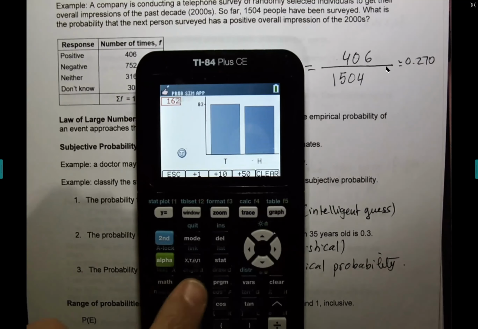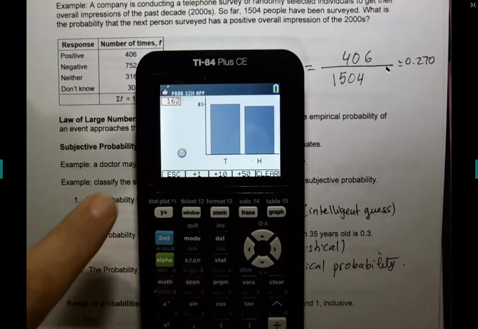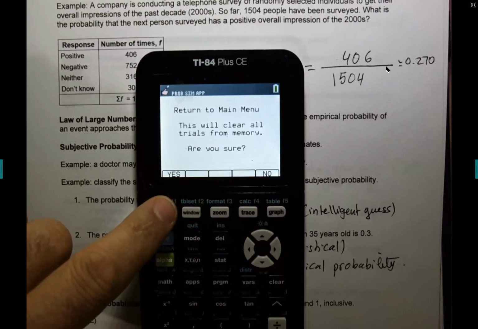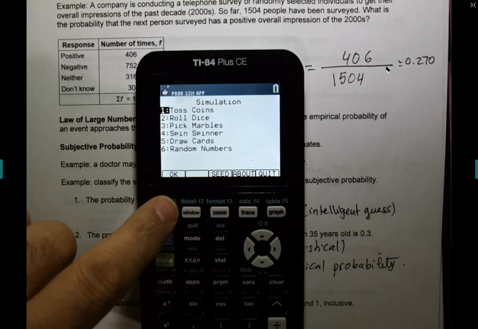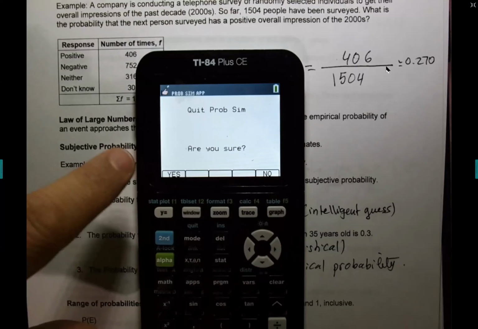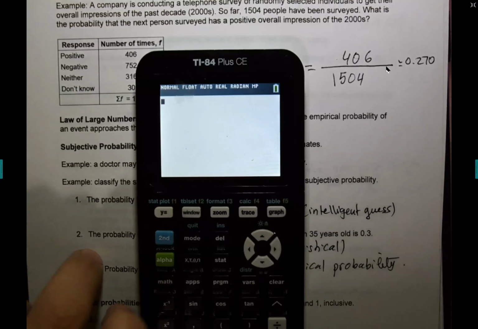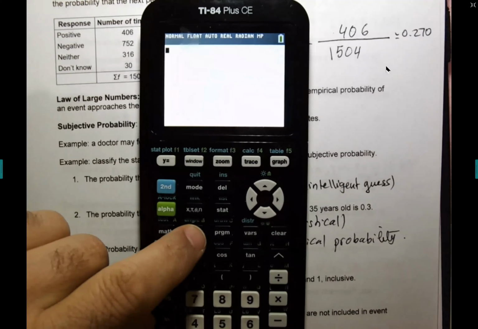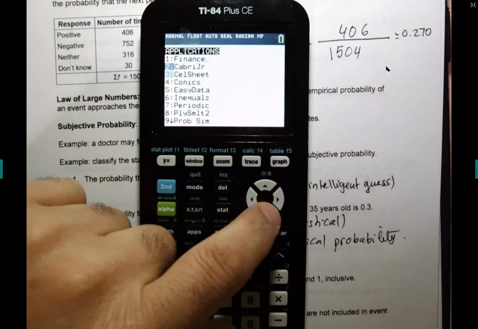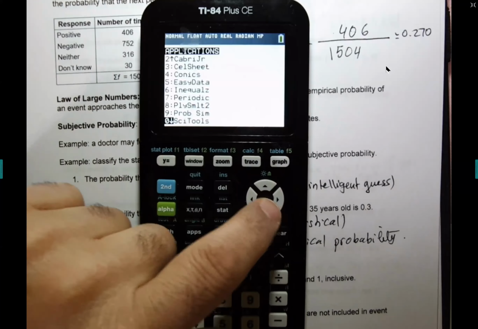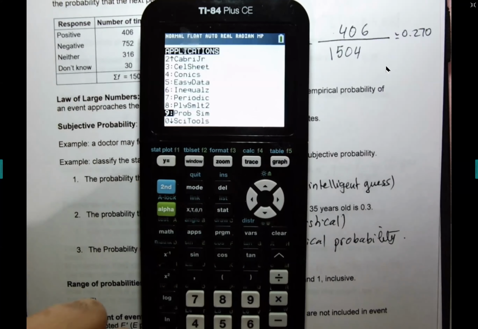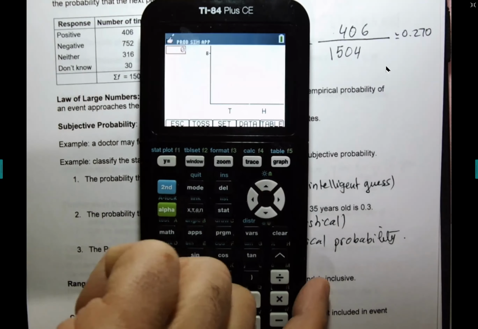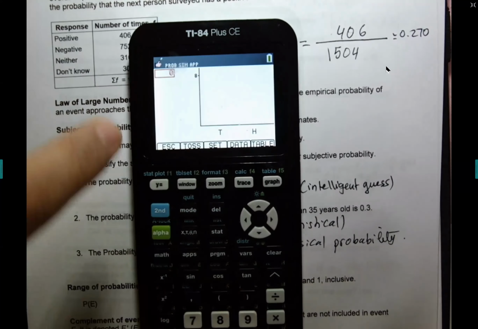So you go to apps, right here. So let me just escape and quit, right here. And yes. Okay, here's how you do it. If you have it. If you don't have it, it's okay, guys. So you just go to apps, and then you scroll down to probability simulation, number 9. It's number 9. Enter, and just enter and start tossing. There you go.